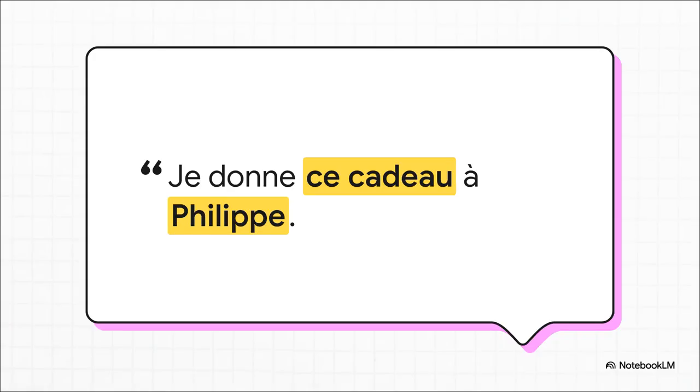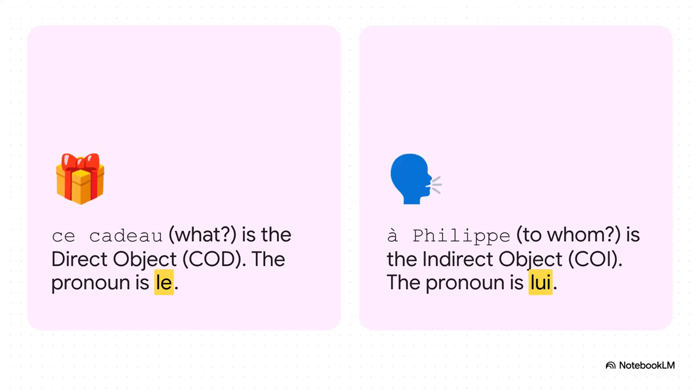Okay, example 1. We'll start with something pretty straightforward. "Je donne ce cadeau à Philippe." I give this gift to Philippe. So we've got two things here we want to replace. This gift and to Philippe. So step 1 is always to identify your players. "Ce cadeau" answers what. So that's our direct object. It becomes le. "À Philippe" answers to whom. So that's our indirect object. It becomes lui. Okay, so our two pronouns are le and lui.